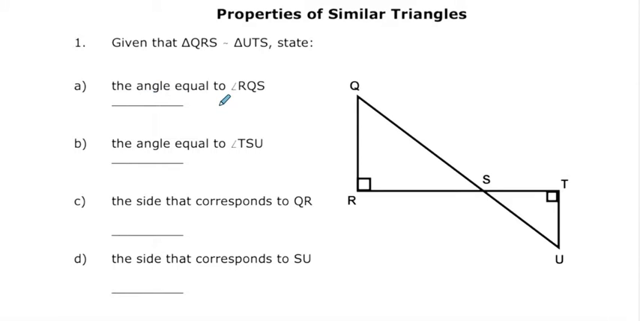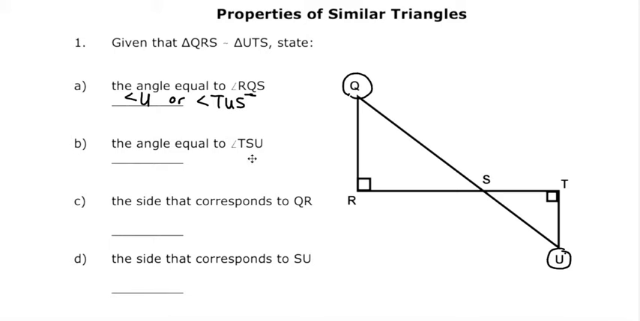For part A, it wants us to find the angle that is equal to angle RQS. So remember that's the same as angle Q. So as I mentioned before, here's angle Q. And angle Q would be similar or equal to angle U, because those come in the order that they're listed in. So angle Q is the same as angle U. And I can just label it as angle U like that, or I could label it as angle, instead of going RQS, I could go TUS.